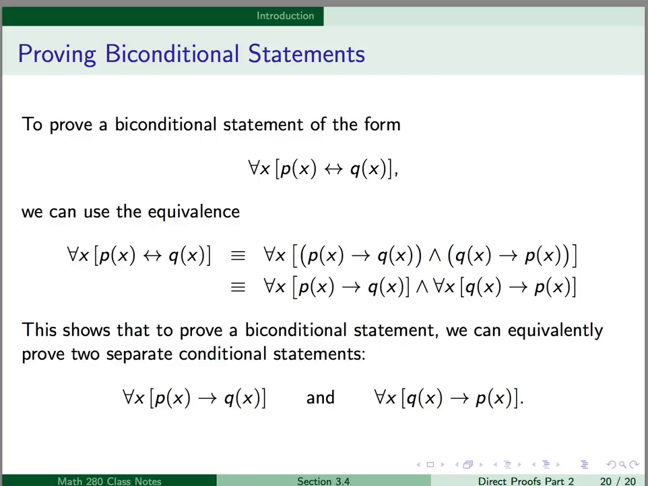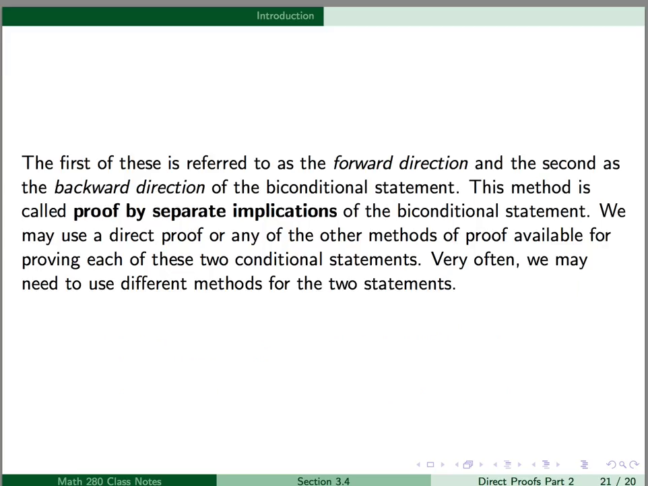and so we obtain two separate universal statements with conditional propositional functions. This shows that to prove a biconditional statement, we can equivalently prove two separate conditional statements: for all x, p of x implies q of x, and for all x, q of x implies p of x. The first of these is referred to as the forward direction, and the second as the backward direction of the biconditional statement. This method is called the proof by separate implications of the biconditional statement. Now we can use either a direct proof or any of the other methods of proof that we're going to develop later in the course to prove each of these two conditional statements.